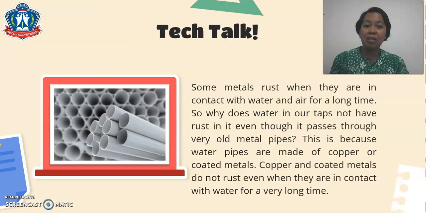And for Tech Talk, some metals rust when they are in contact with water and air for a long time. So why does water in our taps not have rust in it even though it passes through very old metal pipes? This is because water pipes are made of copper or coated metals. Copper and coated metals do not rust even when they're in contact with water for a very long time.